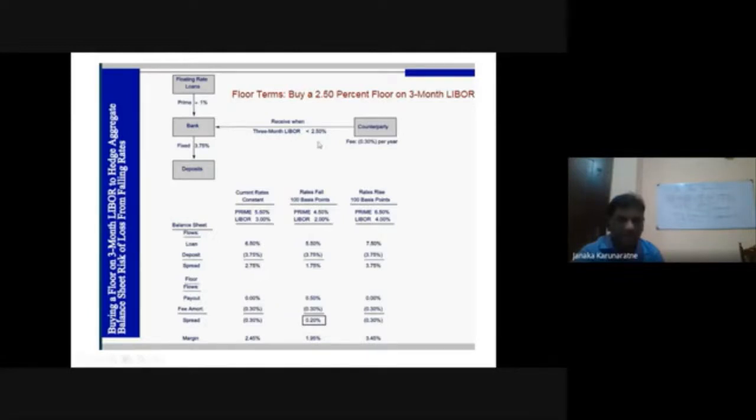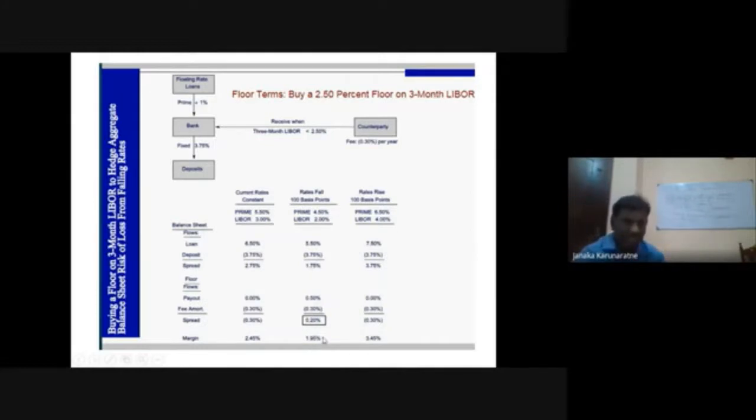But on the floor, what happened? There's a floor between 2.5 and 2. So you will receive 0.5 because there's a floor. You will pay the difference between the LIBOR and the floor rate, the market rate and the floor rate. So you will get 0.5, but you had to pay the premium 0.3. So you get a positive income of 0.2. So you are better off than if you didn't have a floor.